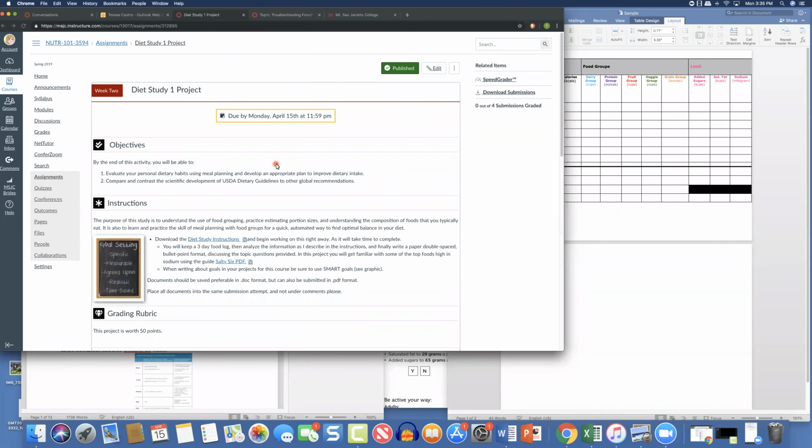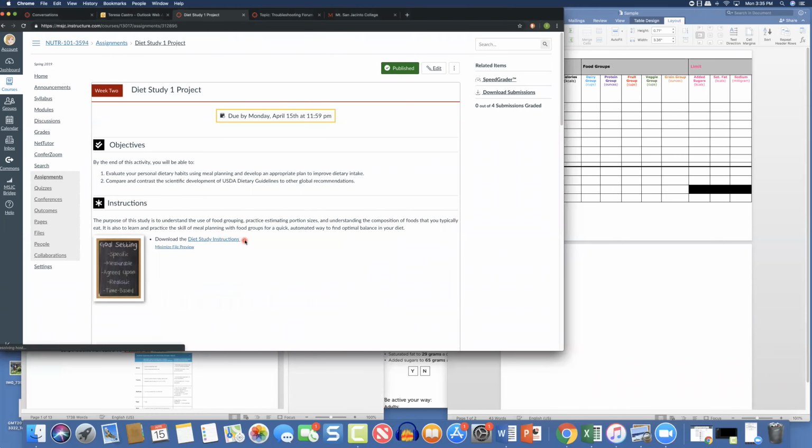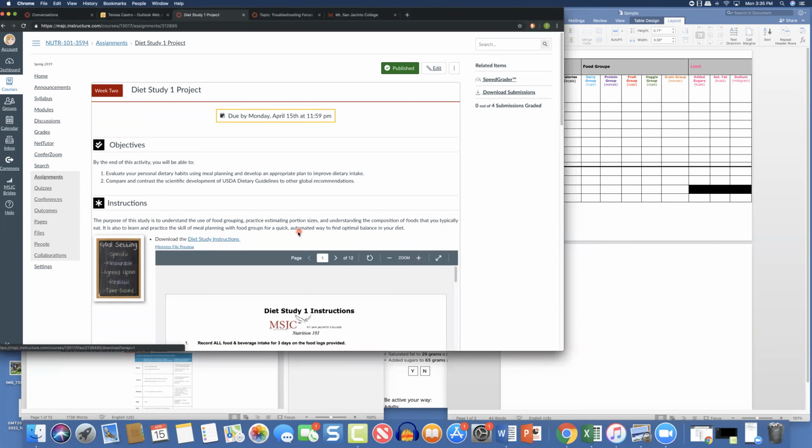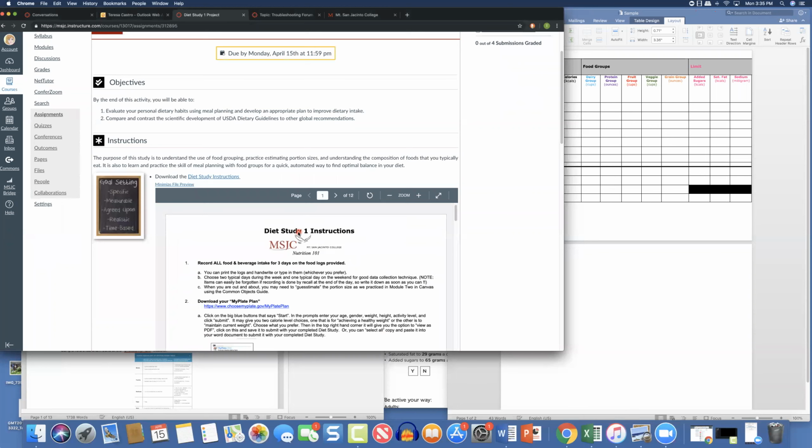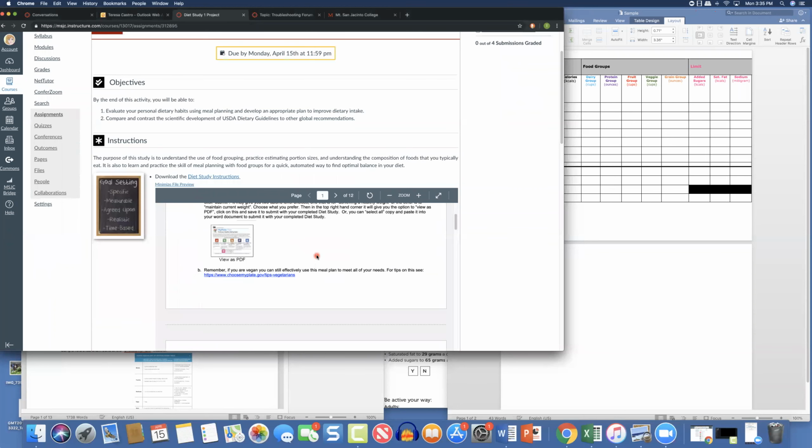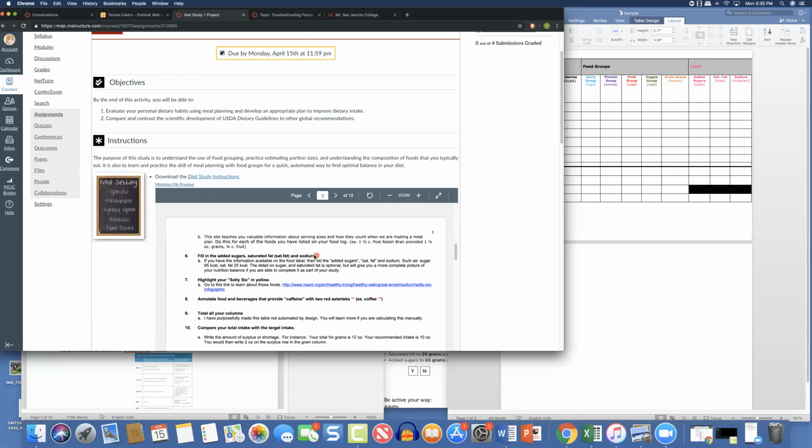There seems to be a couple of questions about where the food logs are. This is the assignment page I have pulled up on our Canvas website. And the instructions are right here where it says download the Diet Study instructions. You want to just click on that button and it'll download it right to your desktop. And it gives you all of the steps on what to do for the project.